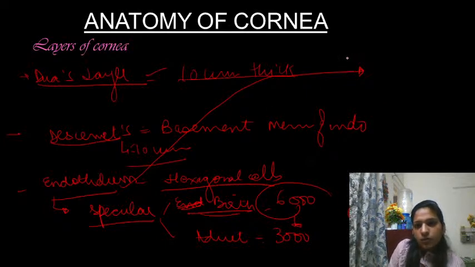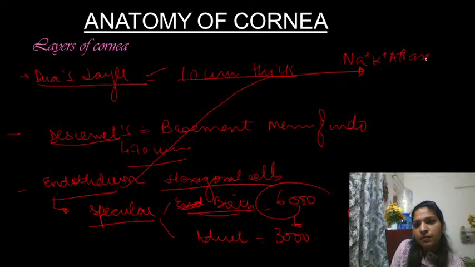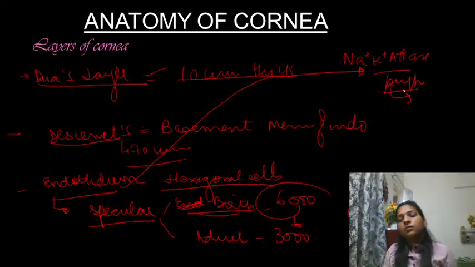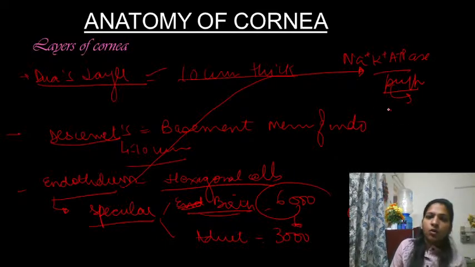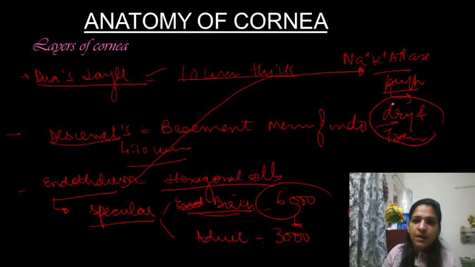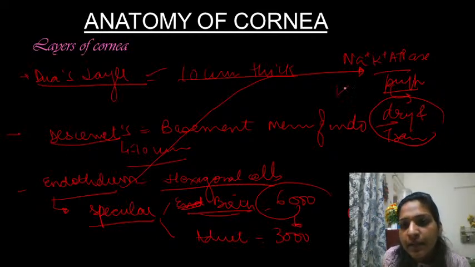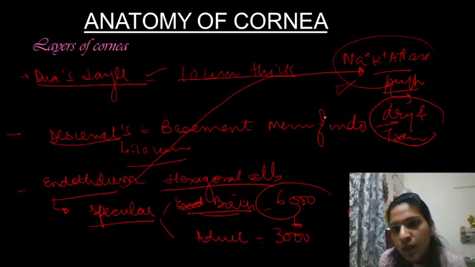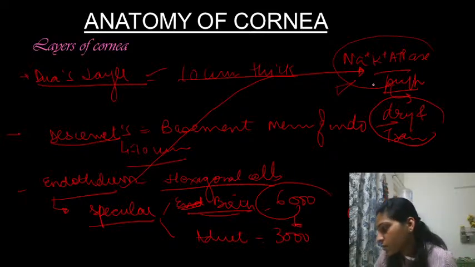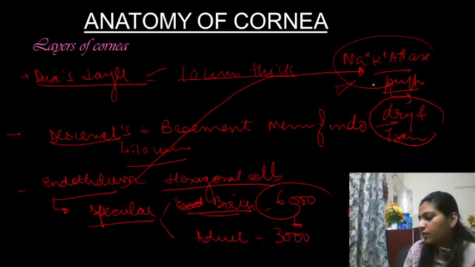I have the sodium potassium ATPase pump, which keeps on pumping fluid outside the cornea. So it helps to keep the cornea dry and transparent. Whatever amount of fluid is present in the cornea, this pump in the endothelium helps to keep it out by pumping the fluid into the aqueous humor, in the anterior chamber.